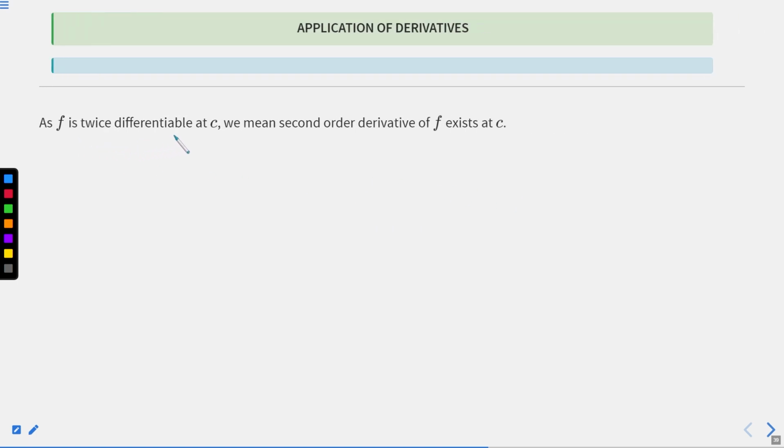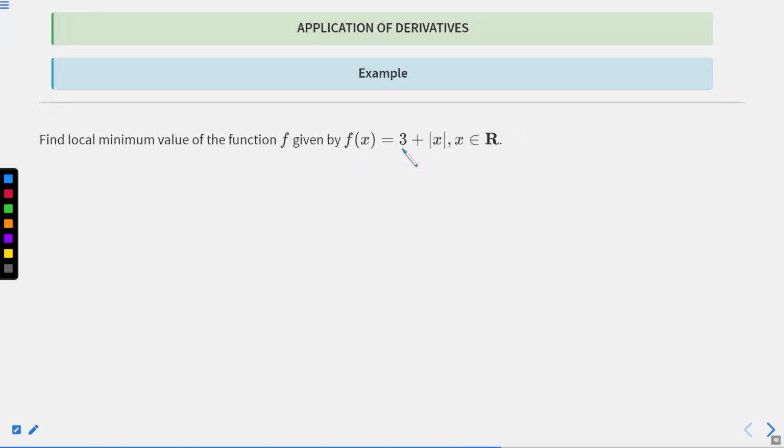Now let us move next. As f is twice differentiable at C, we mean second order derivatives. Now let's see an example. If you try to see, you all know what the graph will look like. The graph will be like this. At x equals 0, it is not differentiable. So you cannot find the second order derivative.